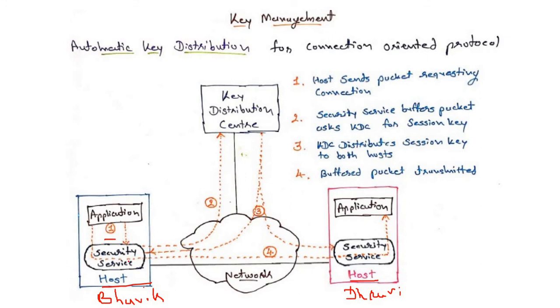And it will go to the security service. And what happens? The security service will buffer the packet and ask the KDC for a session key. So that is the responsibility of the security service. It will ask the key distribution center for the session key. And in the third step, the KDC will reply with the session key to both users, Bhavik and Dhruvi. The KDC will generate the session key for both. Get it? And then after the fourth step, communication can take place, like the buffered packet is transmitted. So Bhavik and Dhruvi can communicate with each other. So that is the working scenario in a network.